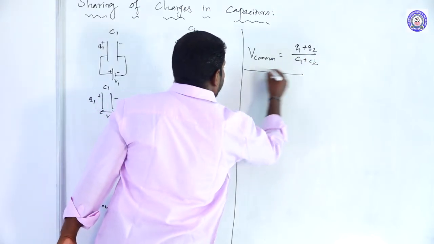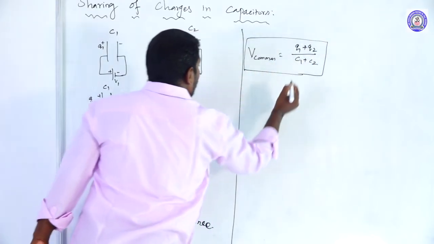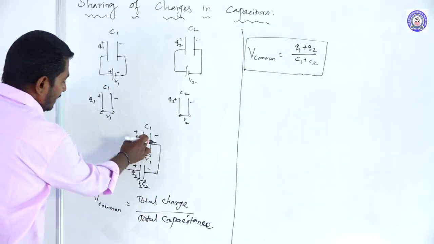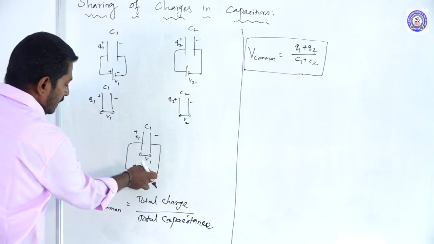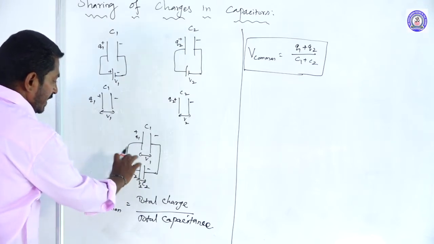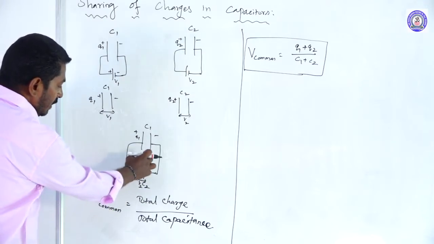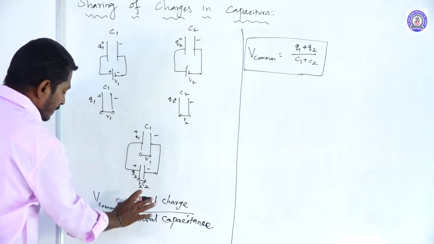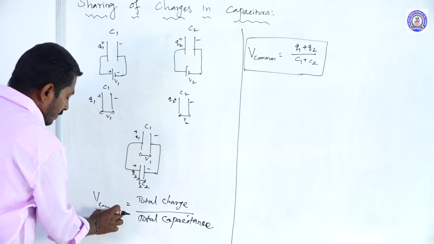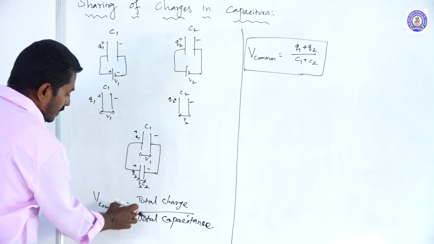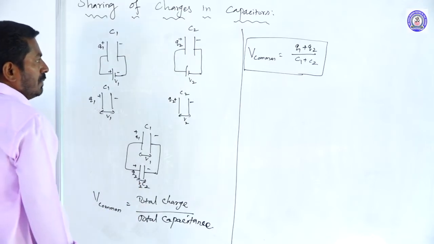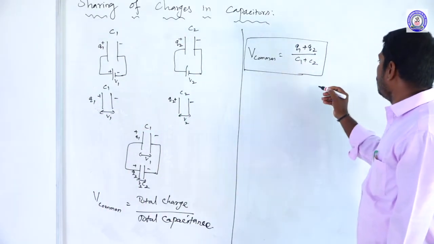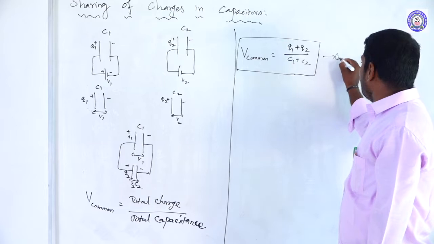It is a very important expression. If two charged capacitors with different potentials and different charges are connected, positive plate with positive plate and negative plate with negative plate, distribution of charges takes place until the potential difference between the two plates remains the same, attaining a common potential equal to total charge divided by total capacitance. So V common is equal to Q1 plus Q2 divided by C1 plus C2, equation number 1.